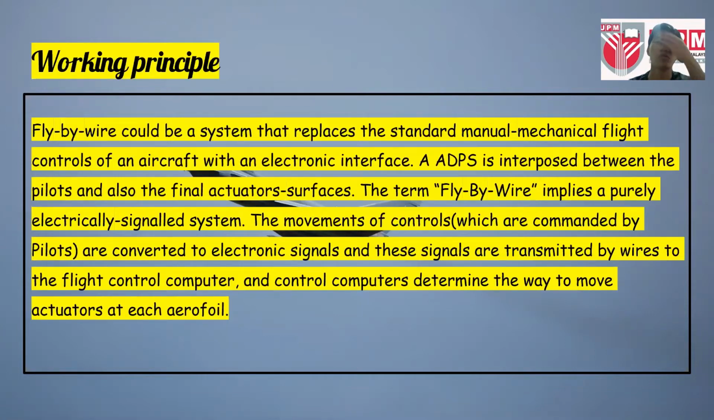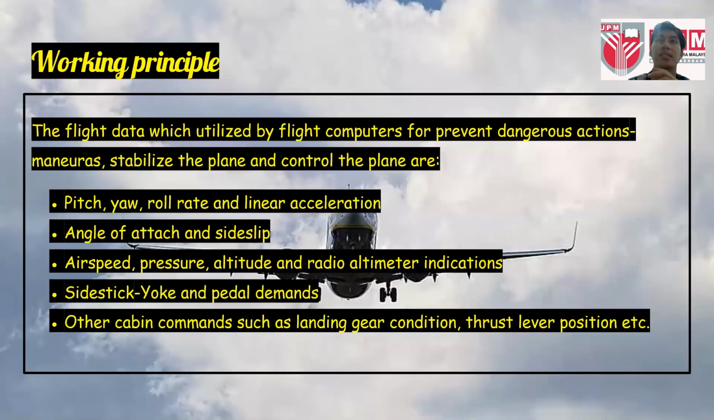So the controls, the yaw, the pitch, and everything are converted from the pilot's input to electronic signals and transmitted by wires to the flight control computer, and the control computers determine the way to move actuators at each aerofoil. At each wing, the computer determines the way to move the actuators. But of course, we have a very perfect system, a perfect program to make this work. So that's it for my part for the working principle.